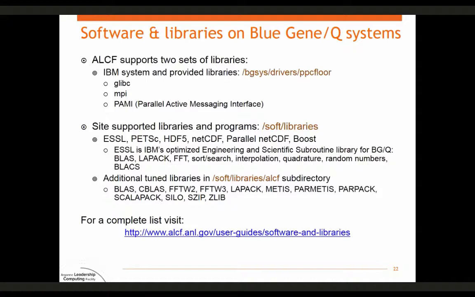Separately, there's the libraries that ALCF supports, which are located in /soft/libraries. And these are things like ESSL, PETSc, HDF5, NetCDF, PnetCDF, Boost, BLAS, LAPACK, various FFTs, certain search libraries, interpolation libraries, quadrature, random number generators, and BLACS. And there's some additional tuned libraries which we support within /soft/libraries/alcf, which again are things like BLAS, CBLAS, FFTW 2 and 3, LAPACK, METIS, ParMETIS, PARPACK, ScaLAPACK, Silo, SZIP, and zlib. And again, the online documentation goes into a lot more detail. For the most part, we try to keep the number of things that we provide direct support for relatively small, but we try to make sure that what's provided is very well supported and very well documented.